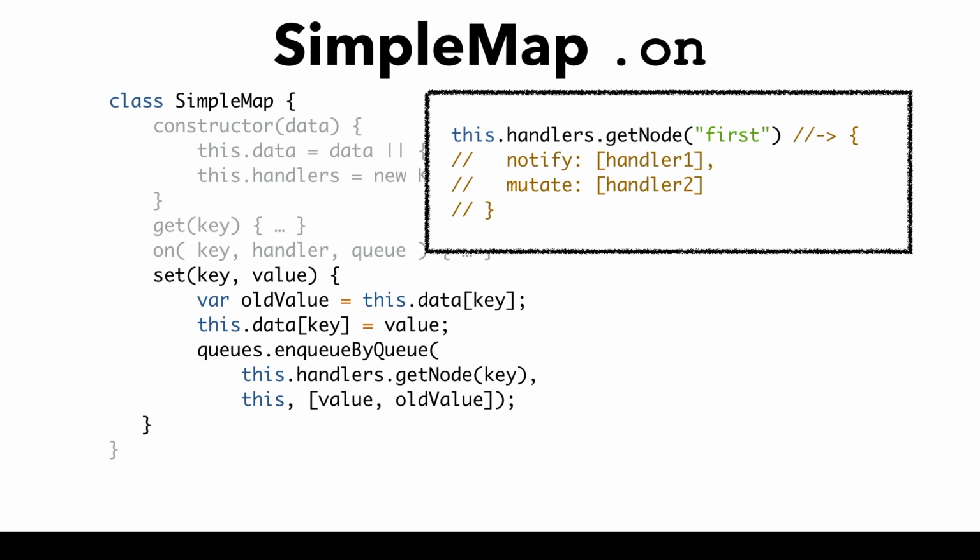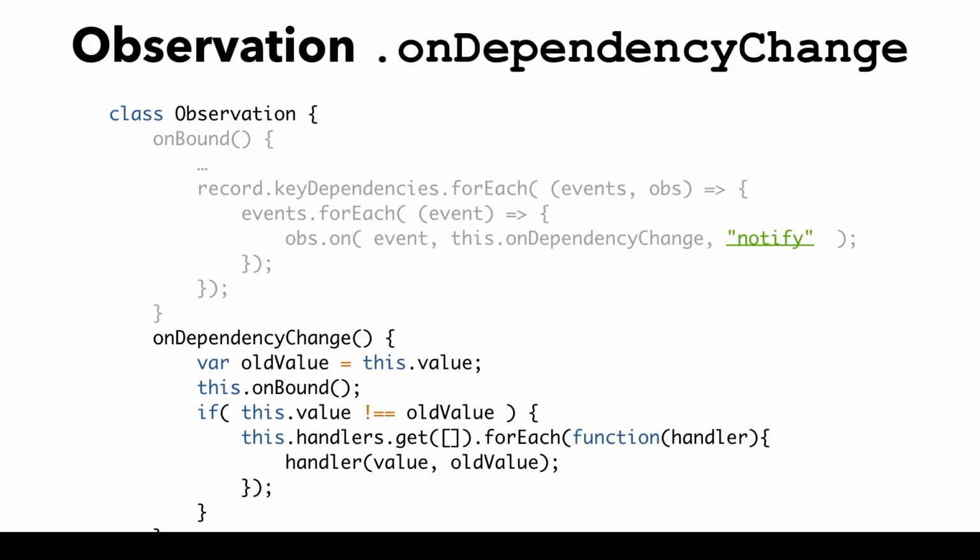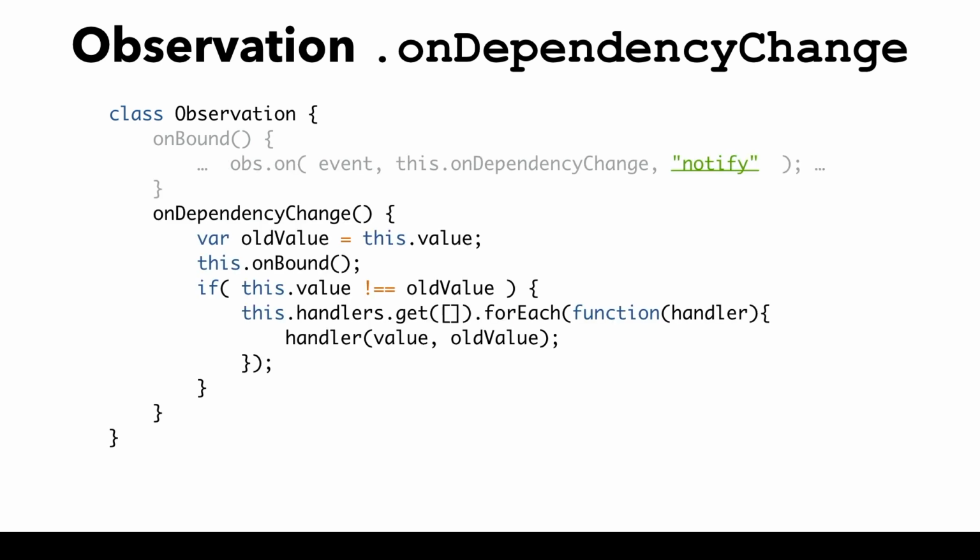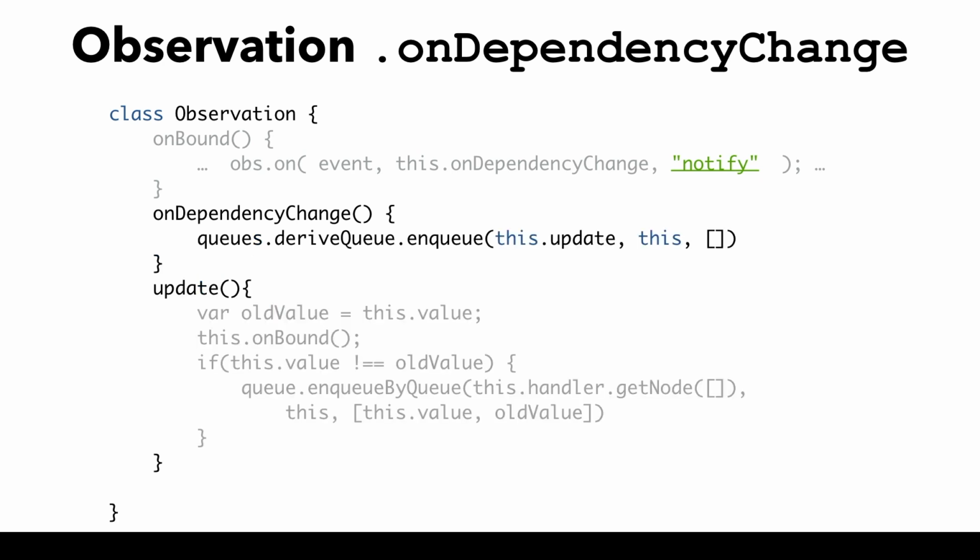So now that we've made SimpleMap call its handlers in the right queue, let's return to observation to continue making it work with queues. We last left observation after we bound its onDependencyChange handler within the notify queue. Instead of reevaluating the observation's value in the notify queue, we want to instead defer that until all notifications have been fired. We'll change onDependencyChange to enqueue the observation's update method in the derive queue.